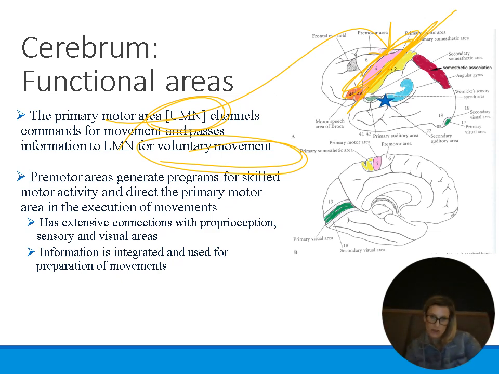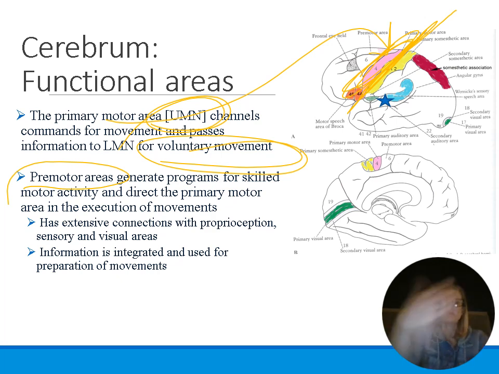Anterior to that, just in front of the primary motor cortex, is an area called the premotor area. Premotor, like before the motor area, or anterior to the motor area. This could also be called the motor association area. And we'll see that for most of our sensory areas, there's a primary area and an association area. So same thing here for motor. There's a primary area and an association area.